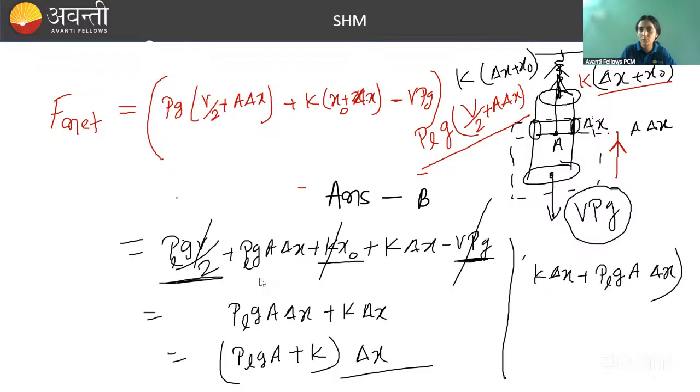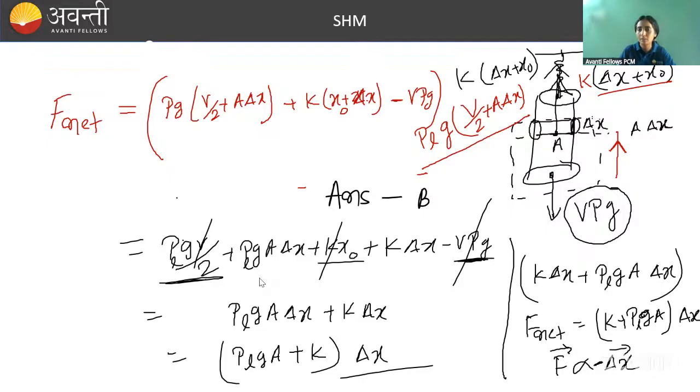This is the extra force. So extra force, that is F net, is equal to (k plus rho L g A) delta x. You can see clearly here, F is directly proportional to delta x, and you already know this is acting in the upward direction. Delta x is in the downward direction. So if you check direction wise, it is like this. So there is a case of SHM, and this thing is your omega square, k plus rho L g A.